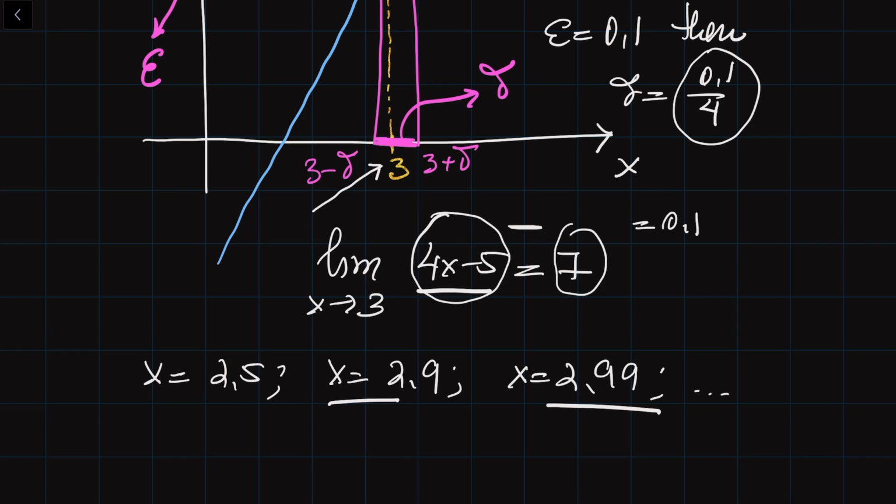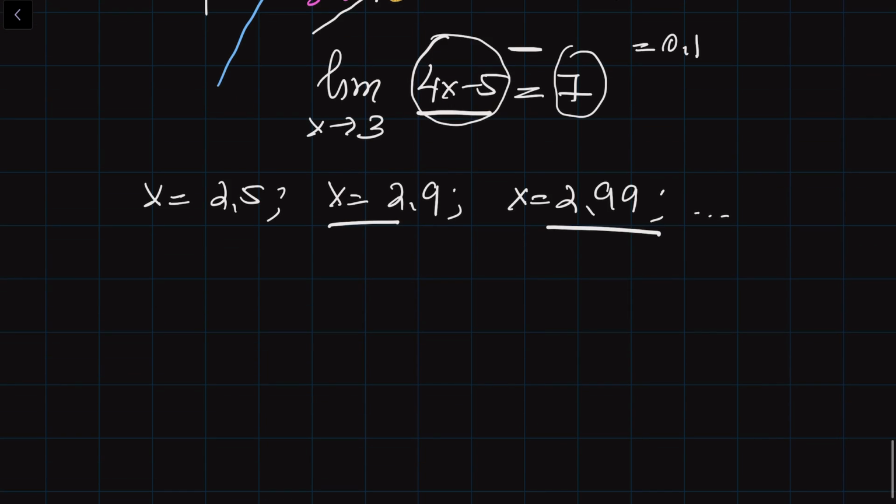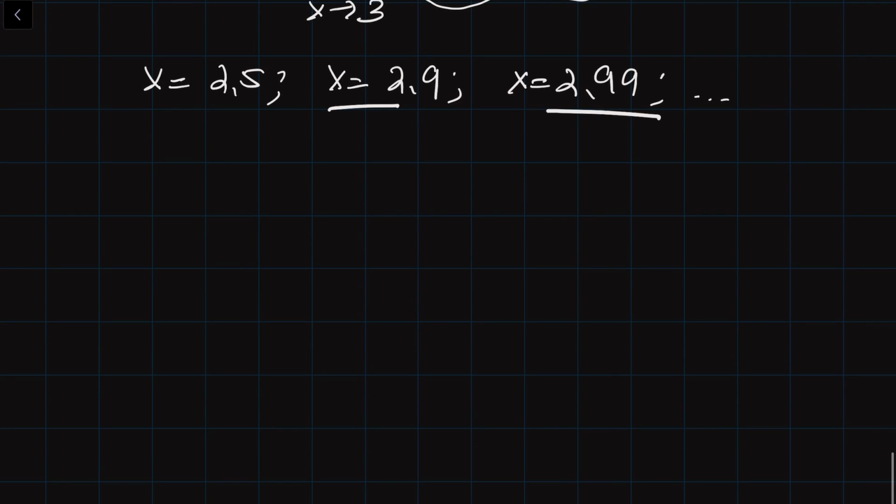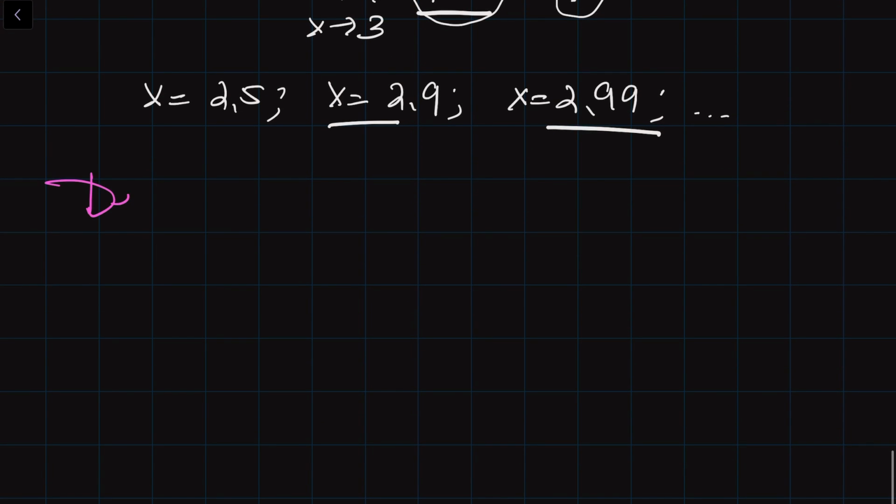Okay, but we know that sometimes limits don't exist. Sometimes the limit of the function goes to infinity, and we need to also define this case, so how to prove that the limit of the function does not exist. So we are going to make another definition for this case.